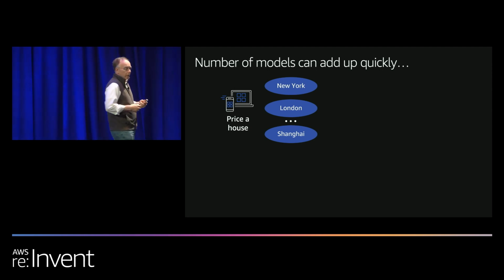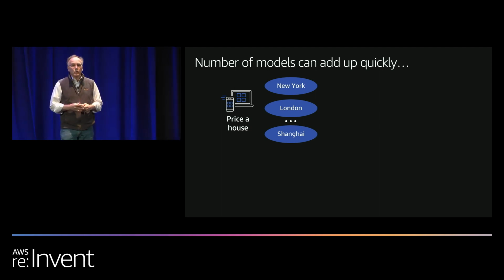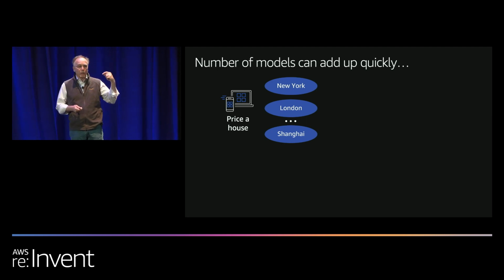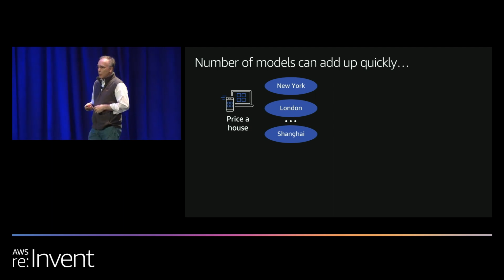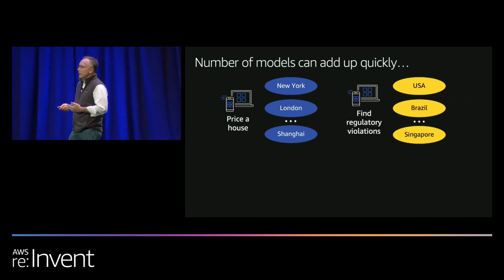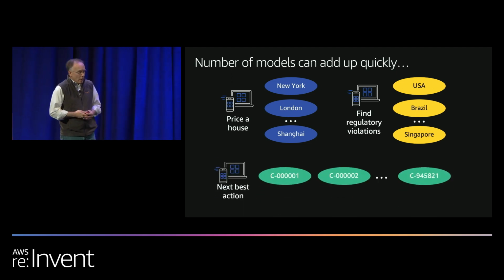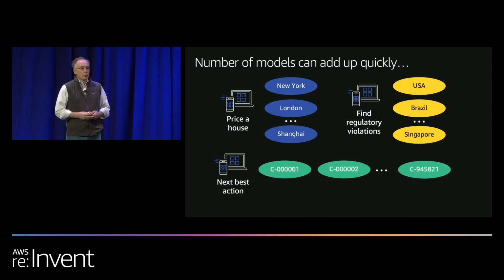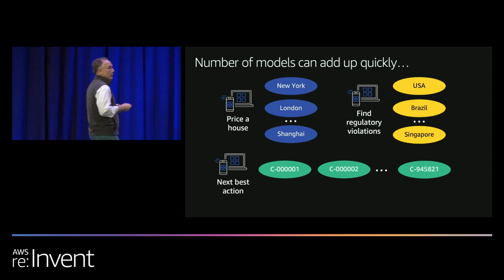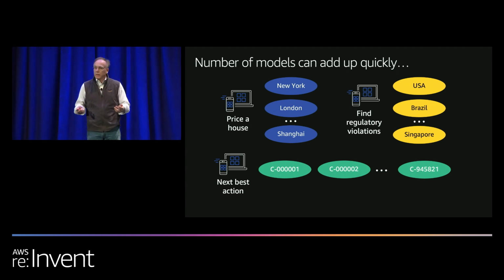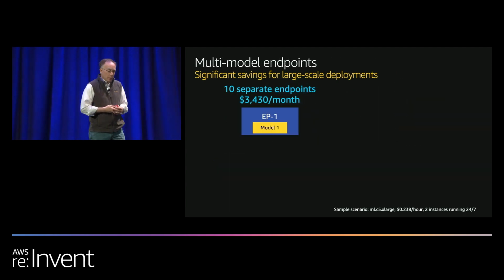And really quickly here, in certain use cases, you can end up with hundreds or even thousands of models that each have their own endpoint. And that can get expensive. So if you've got a pricing service across different cities, some legal application maybe that's looking across different jurisdictions, or maybe you've got a per-user marketing model or per customer, you're trying to predict the next best action or next best offer. So if each of these has its own endpoint, that can be big dollars.